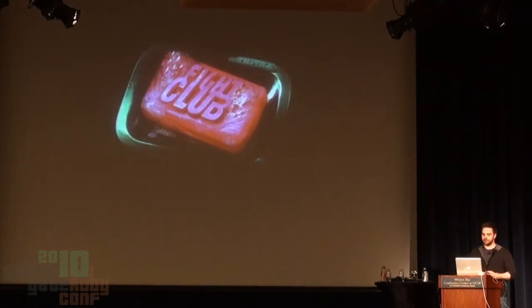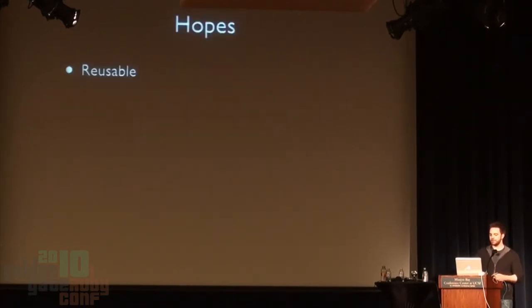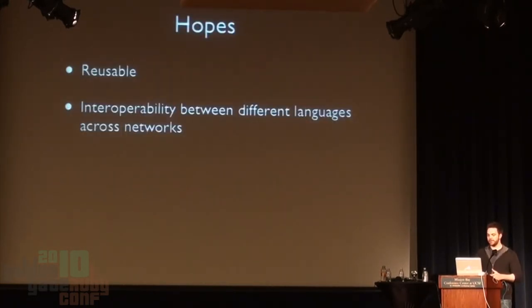Who remembers this one? Right. Simple Object Access Protocol started getting a little bit better. We went to text. We started sending text over the wire instead. And it was more for a remote process to communicate with each other. But here were their hopes. Reusable code, interoperability between different languages across the network, right? How many of you ever did C# or Java or tried to get those two to talk with each other via SOAP?